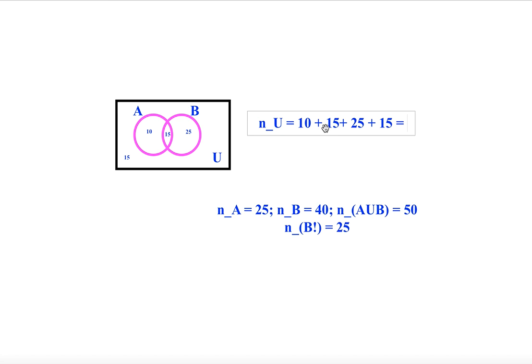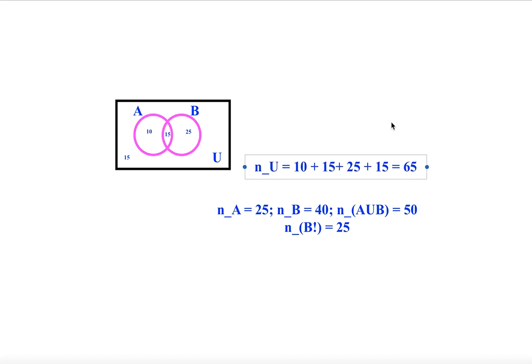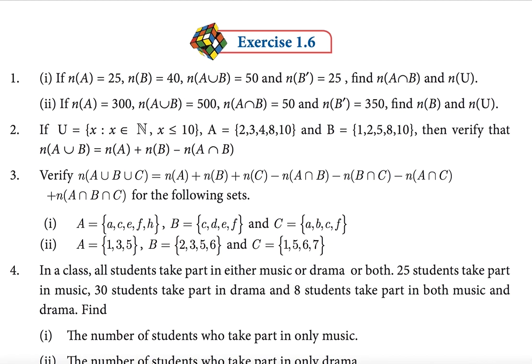How much it will be? 30 plus 10, 40. 40 plus 25, 65. So n of u is 65. So we can now write those answers, 65 there and 15 here. Okay, fine. The first problem.